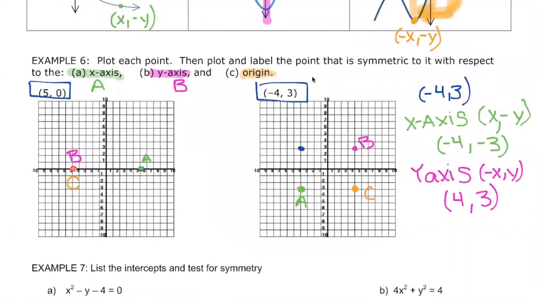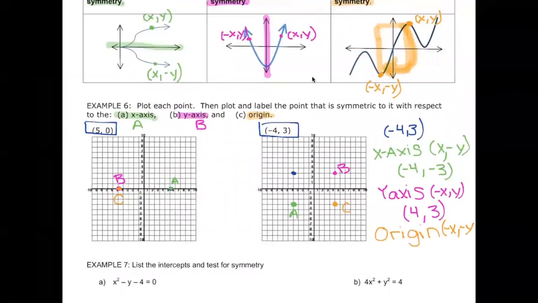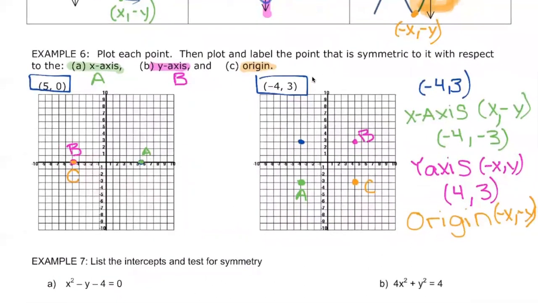And then finally, if we do the origin, so if you take that point, notice for the origin, it's negative x and negative y. So if you take the original one, negative 4, and we do the opposite of that, that's 4. The original one was 3. The opposite of 3 is negative 3. Notice once again, C is located at 4, negative 3. So you can verify that visually as well as algebraically.